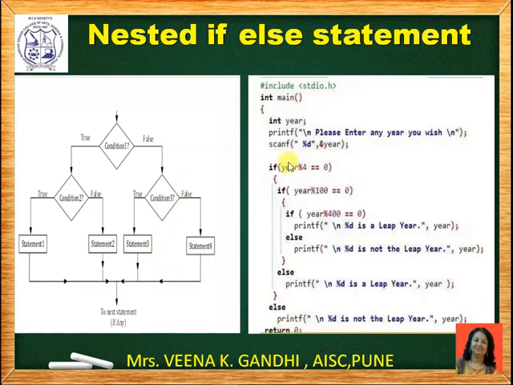Let's see the flowchart of the nested if-else statement. Here condition 1 is checked first. If it is true, then inside the if body check another condition, condition 2. If condition 2 is true, then statement 1 will be executed. If condition 2 is false, then statement 2 will be executed. But if condition 1 fails, then control will transfer to condition 3 in the else part.